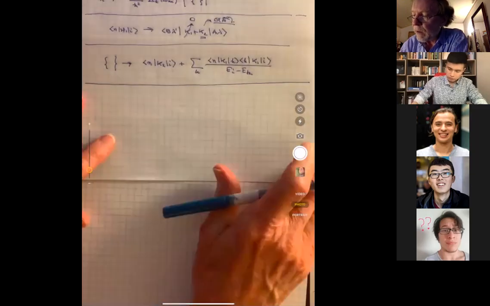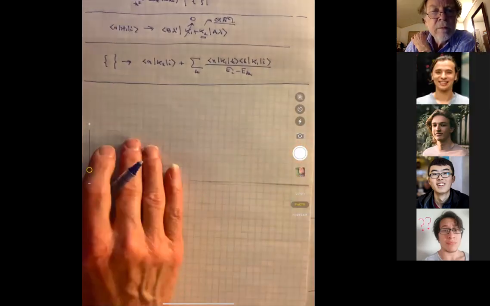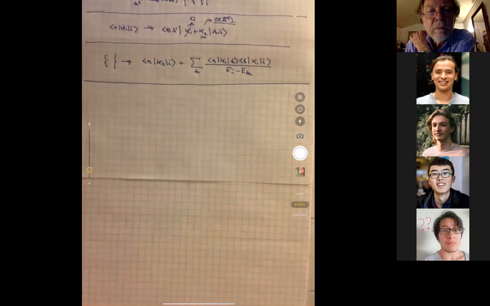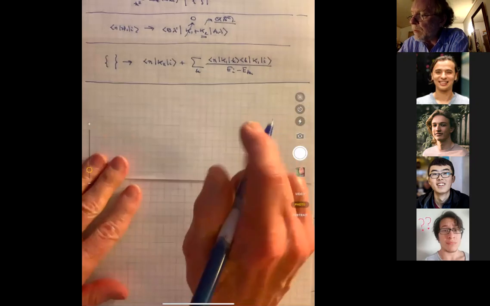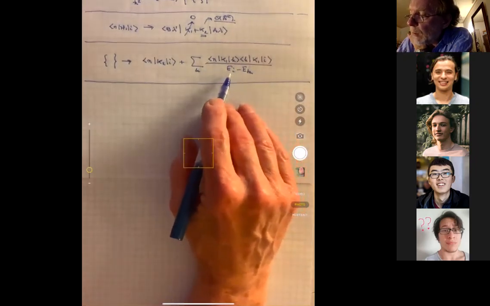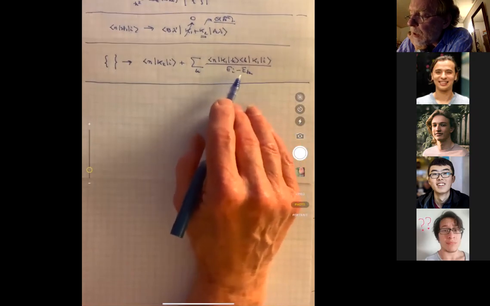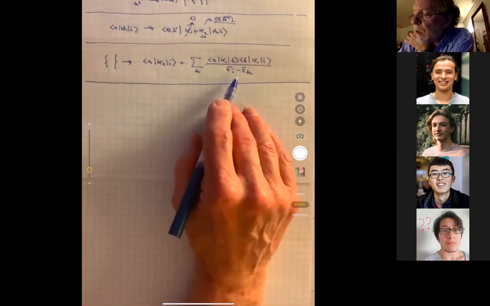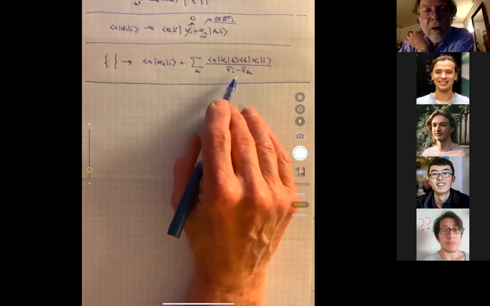I have a question. Yeah. Do we not need like a k not equal to i condition or anything? No, because this, you mean the intermediate state? Oh, right. I see. You're worrying about what happens when the denominator vanishes. Yes, and we're going to have to worry about that later on. What happens when the denominator vanishes?